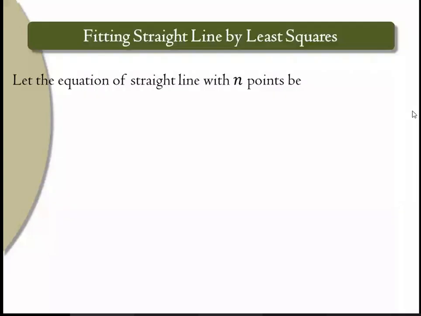If you want to find a straight line which passes through the points x and y, that method we call the least square method. And what we have to do: suppose we are given n tabular values, n points, and we want this straight line y is equal to a naught plus a1x.